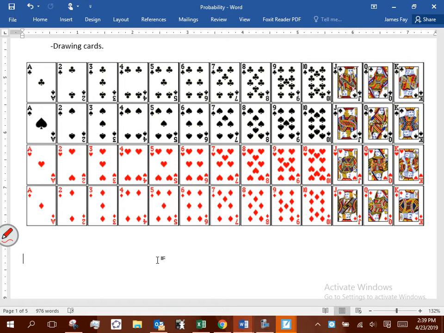Okay. You've got three face cards: the jack, the king, and the queen. You've got aces, and then 2 through 10, right? Some people have never seen that before.